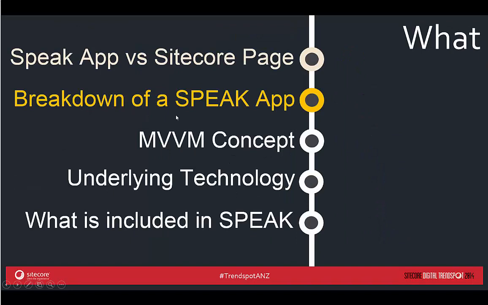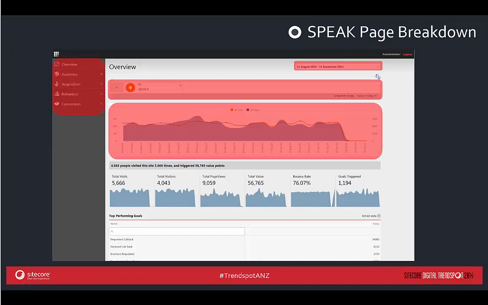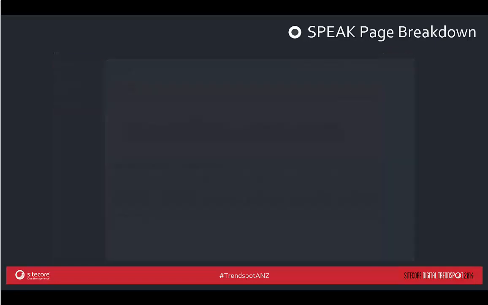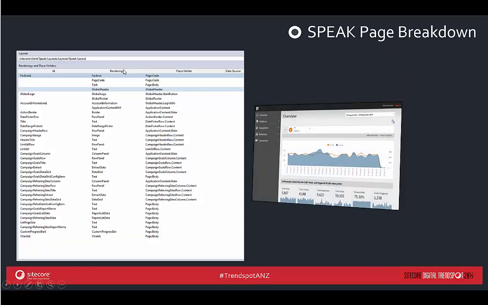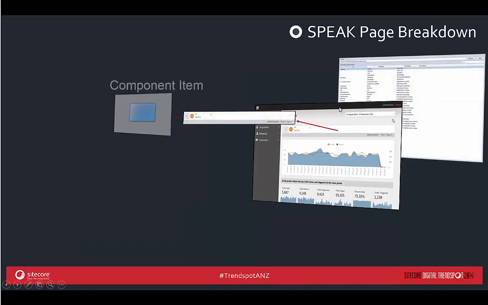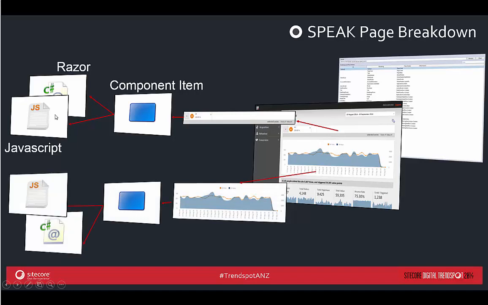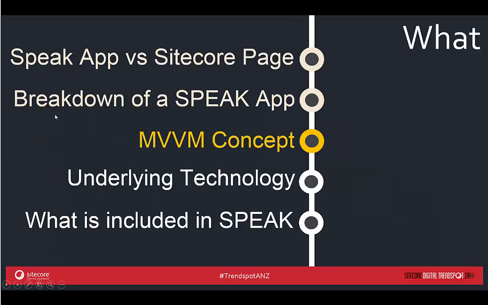Now, I'll just reiterate over the breakdown of the application. In this image, I have an example application which charts user interaction within the site. This application is made up of a number of different components which are associated via this layout file. Now, each component itself will then have its own item, which has the associated Razor, CSHTML, and JavaScript file. And this goes for all the components within the application.